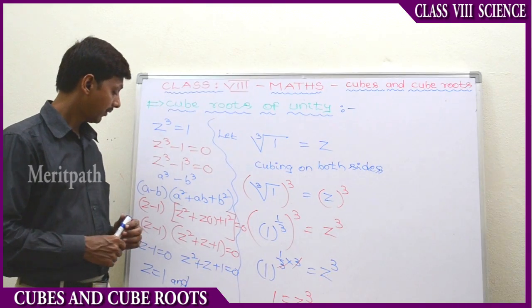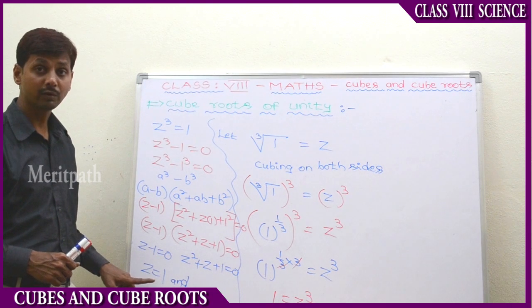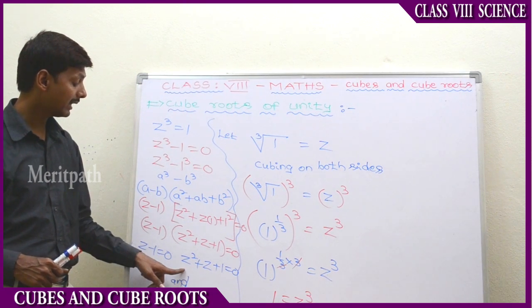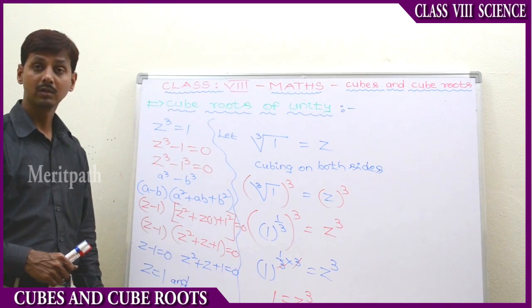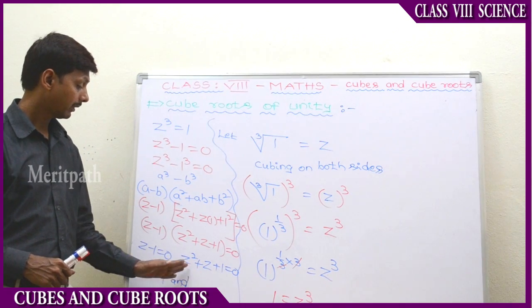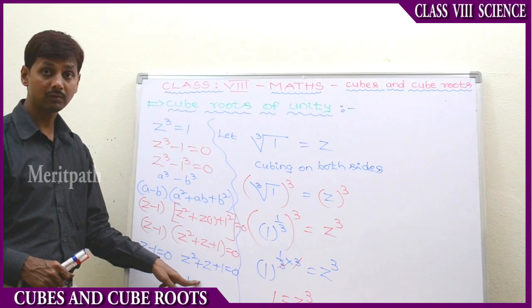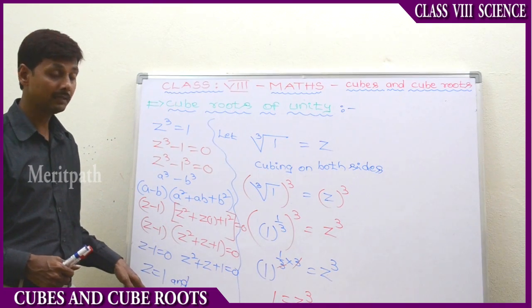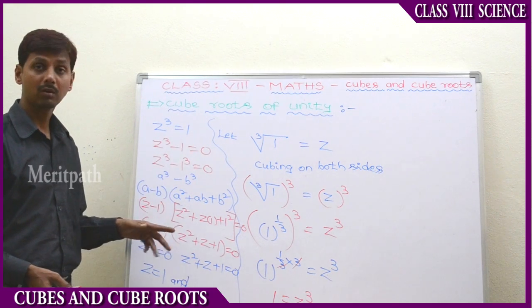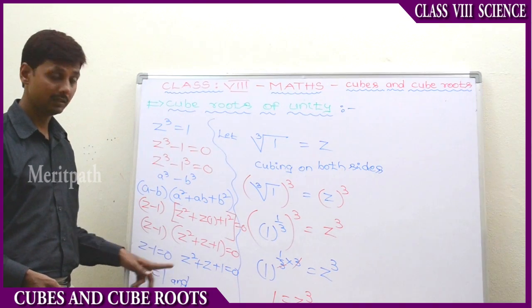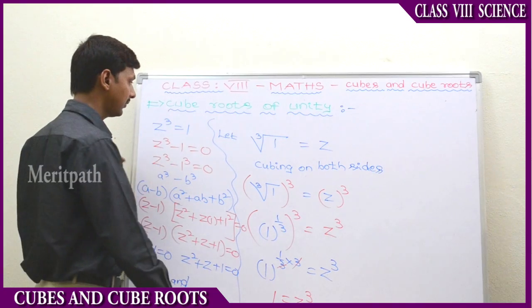So we got z minus 1 is equal to 0. So z is equal to 1, and one more equation is z squared plus z plus 1 is equal to 0. So let's find out the value of z from this term also. One of the values of z is 1. So the other values we need to find out. So the cube roots of unity, one of them is 1, and the other values we need to find out.